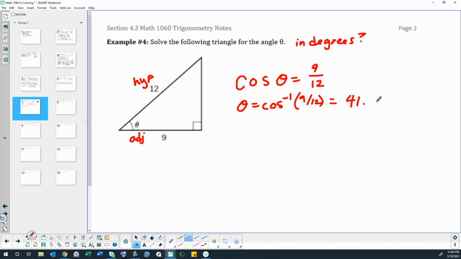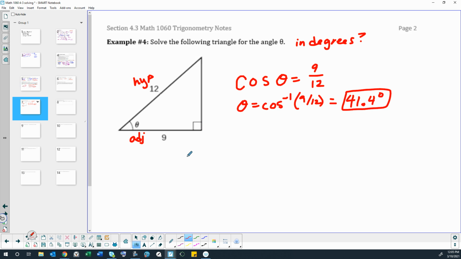41 point. Do we need a decimal? It doesn't even tell us how many decimal places. Why are some of these problems so specific and others are not? Maybe I should complain about this to my textbook committee friends. Make things a little more consistent.